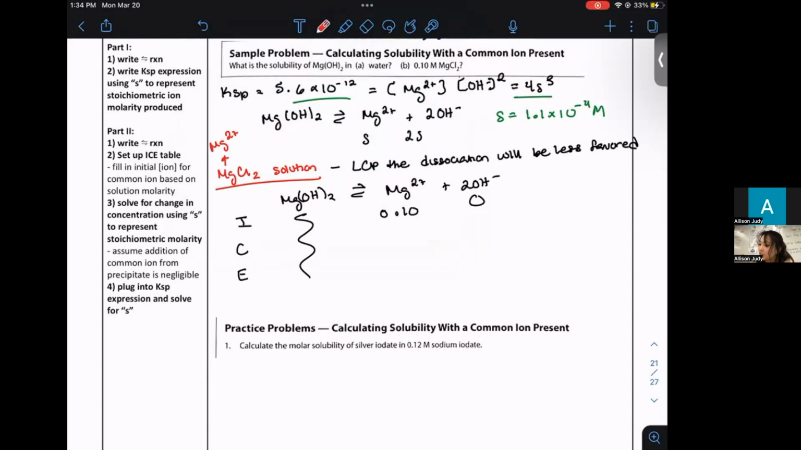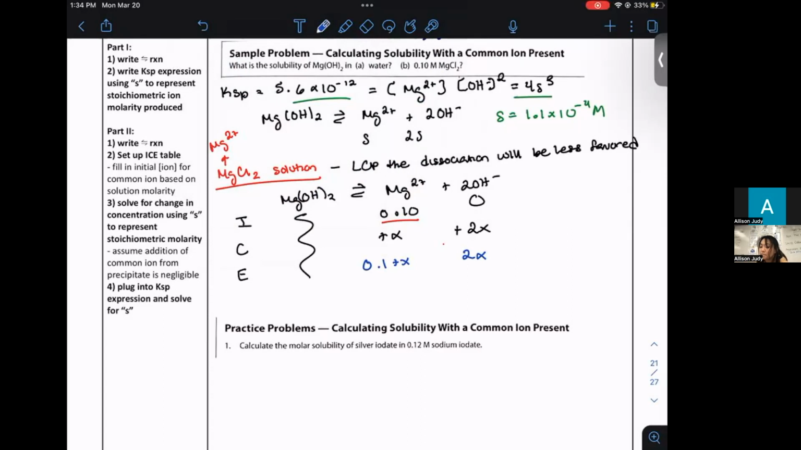Okay. Then that means that what's going to happen is I'm going to theoretically have more Mg with the slight dissociation from my solid added to my initial amount of Mg2 plus from my solvent. And I'm going to have the stoichiometric addition of 2x OH minus, and that would give me an equilibrium value of Mg2 plus as 0.1 plus x and 2x for OH minus, hydroxide ion.